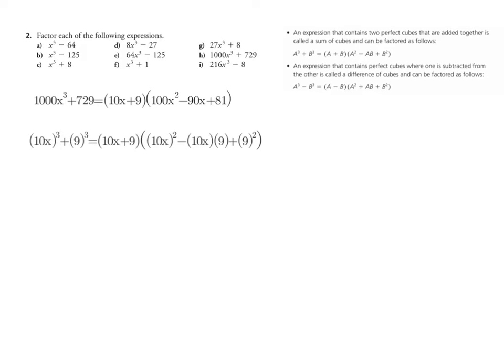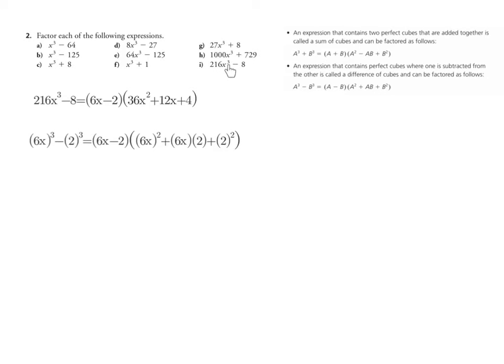And yeah, one left to do. 216x cubed minus 8. All right, so 216x cubed. Of course, you put 216 in your calculator, take the third root, you get 6. So it's 6x cubed. And the third root of 8 is 2. So you get your 6x and your 2. Now you get your 6x and your 2 here, those are both squared. 6x times 2 goes here, and you end up with 6x minus 2 times 36x squared plus 12x plus 4.